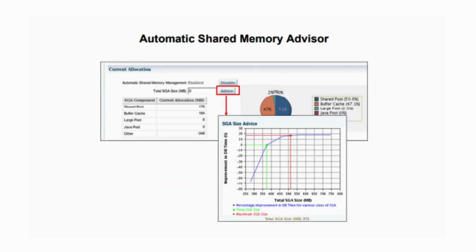Before enabling ASMM, you should remove the individual memory area parameters from the SPFILE because having them set can impose restrictions on ASMM. After ASMM is enabled, the SGA size advisor is available to help you choose the best value for total SGA size. If after seeing the effects of the ASMM allocations you decide that you want to adjust certain component allocations, you can specify values for those components.